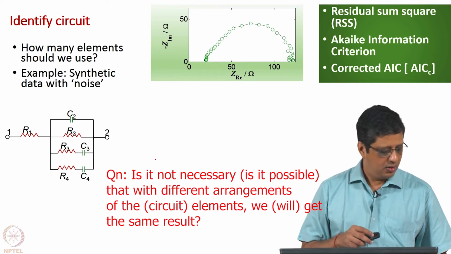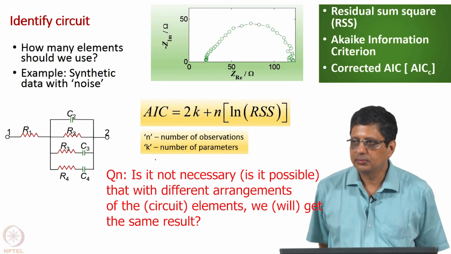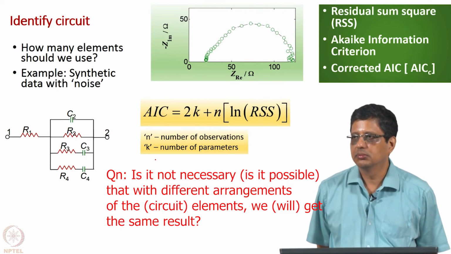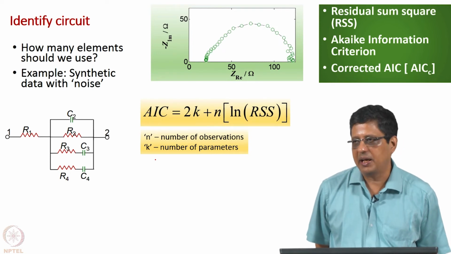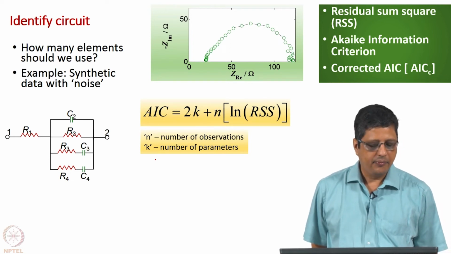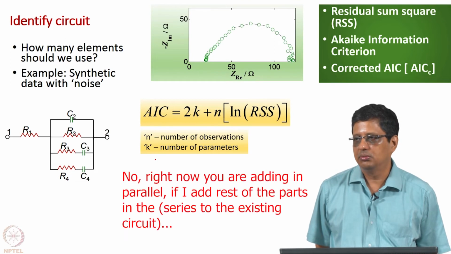Sir, is it not necessary that with a different arrangement of the elements we get the same result? You will get the same result, but not by adding one Maxwell pair. That is R1 C2 R2 will give you, let us say, a set of impedance. By adding R3 C3 I can't get the same value. No, I am saying that right now you are adding in parallel.